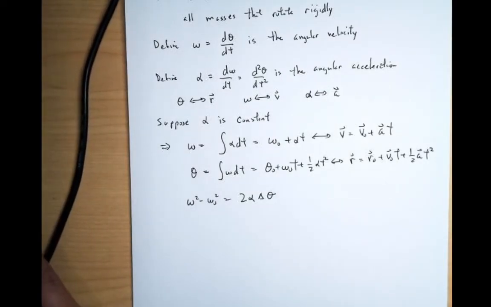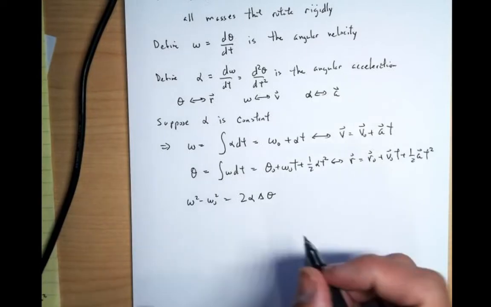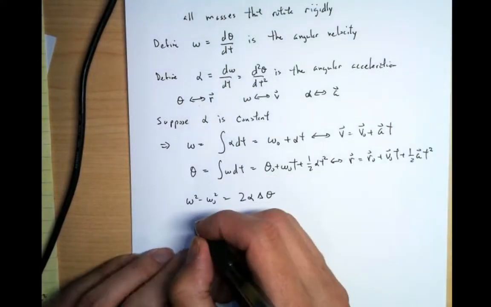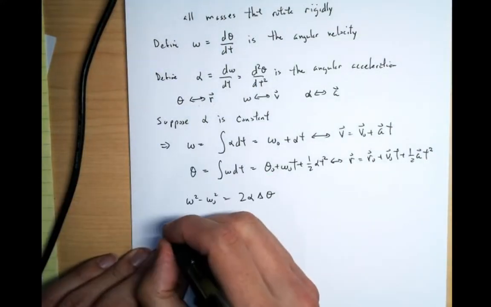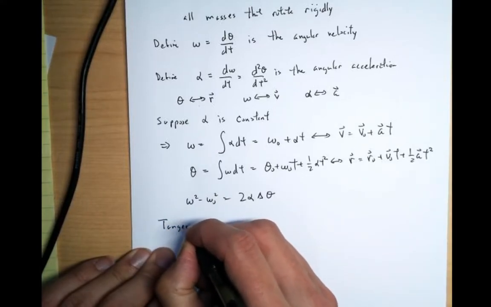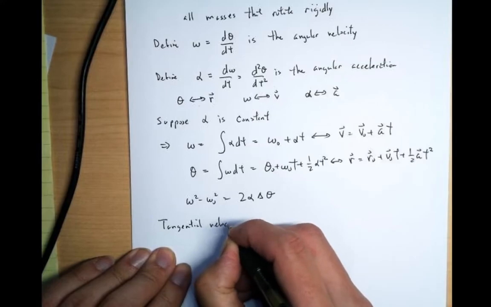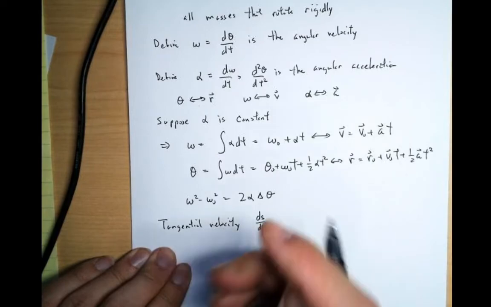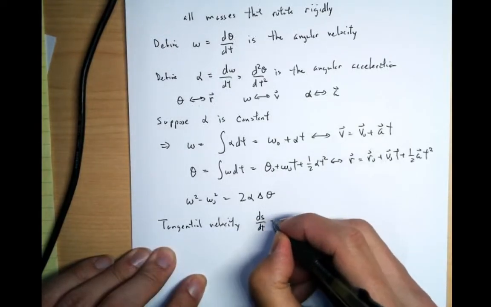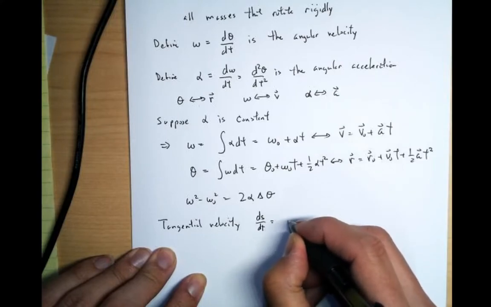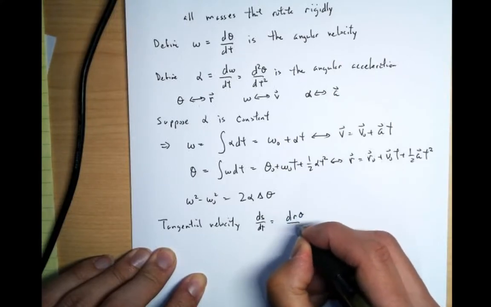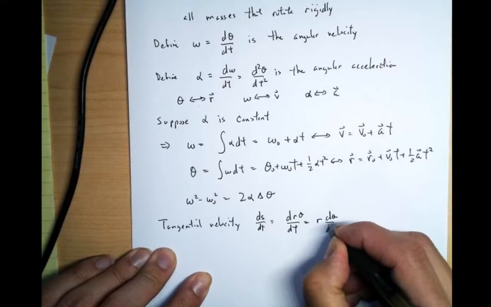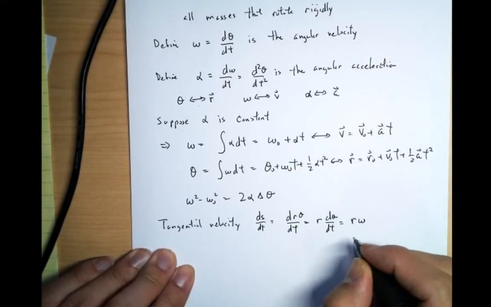Now, let's talk a little about the tangential velocity. That's literally how fast this thing's moving. This is actually literally ds dt. And so this ds dt is going to be equal to d(r theta) dt, which, if r is constant, is r d theta dt, equal to r omega.